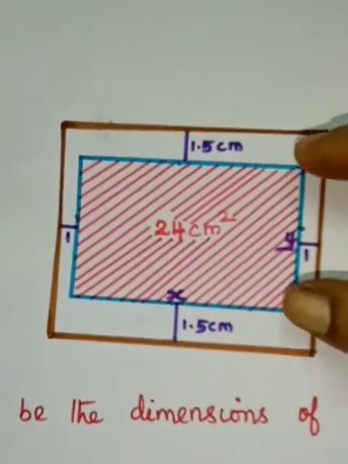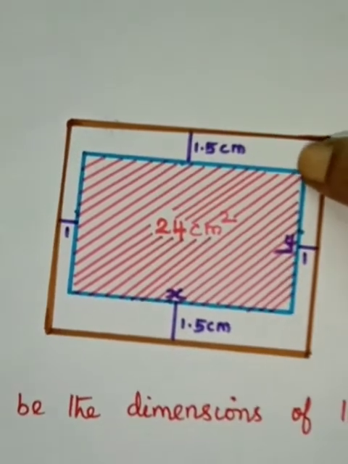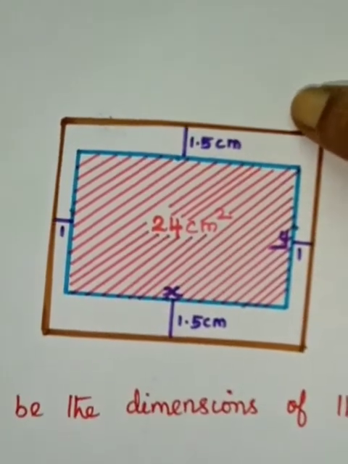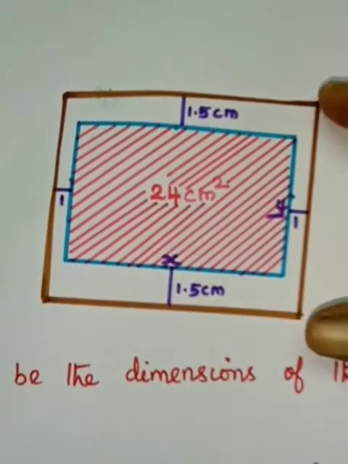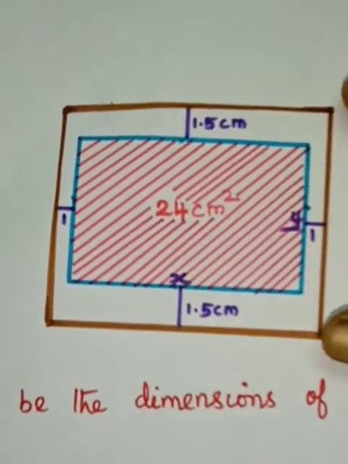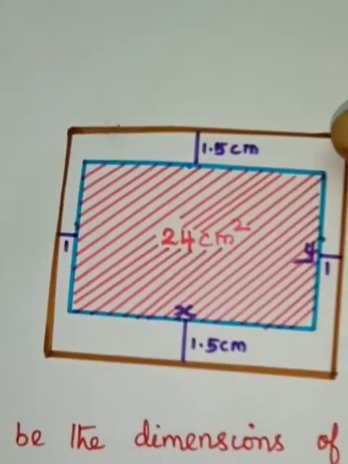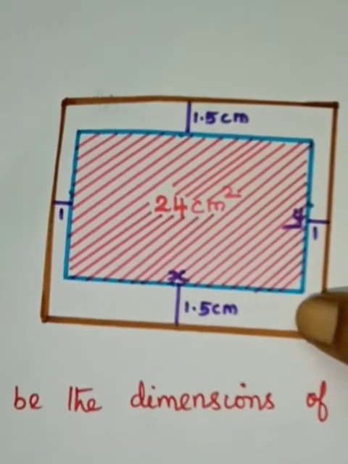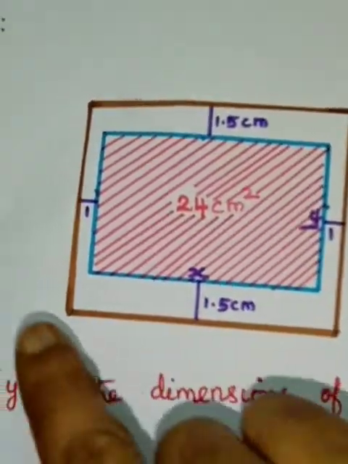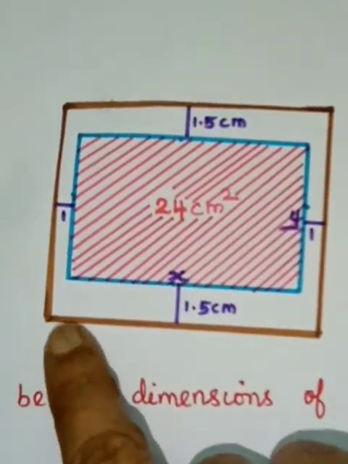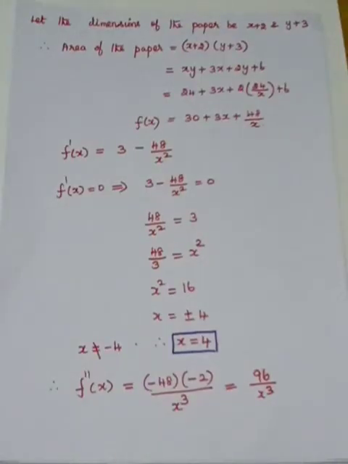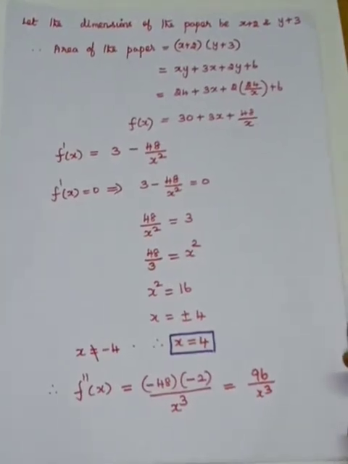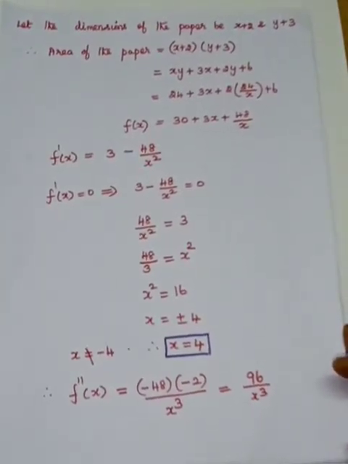In the same way, this distance is y. Above you have to move 1.5 centimeters and below also 1.5 centimeters. Then only you will get the dimensions of the page or the paper. So y plus 1.5 plus 1.5, so it is y plus 3. So the whole page dimensions are x plus 2 and y plus 3. Here I have written: let the dimensions of the paper be x plus 2 and y plus 3.